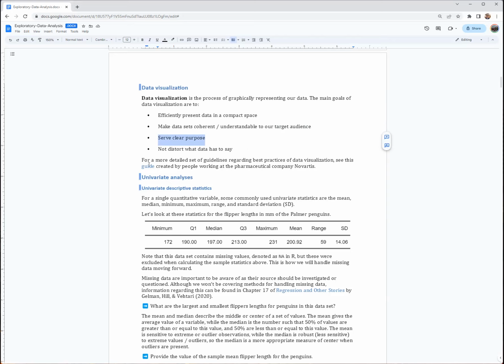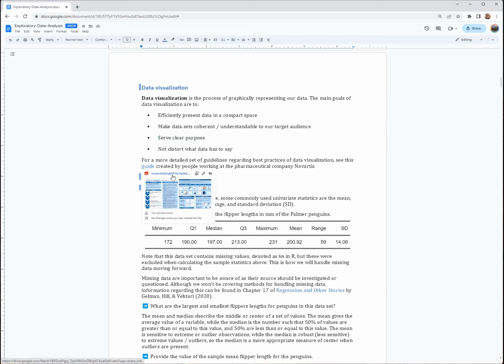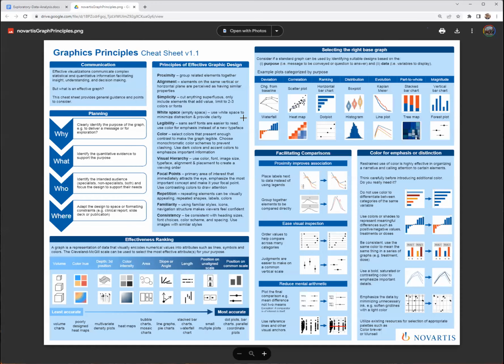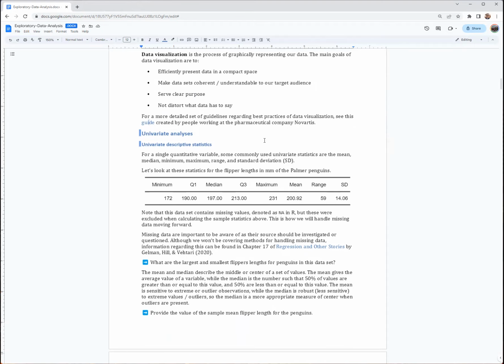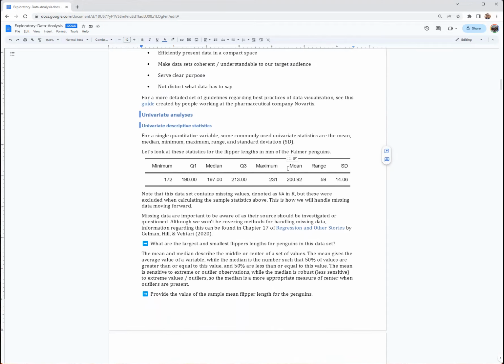So there's some general best practices for data visualizations that this team at Novartis made up. And I think some of these were really good. And they apply to when you're using R, but also any other programming language to make different visualizations. So you can check that out. But we'll proceed with looking at some univariate descriptive statistics here. So numerical summaries for one variable.